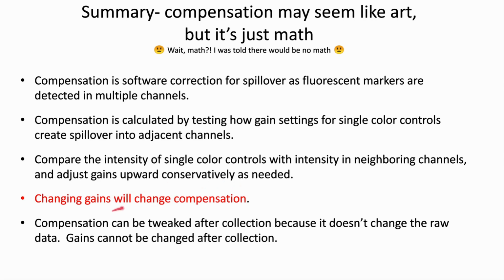Changing the gains will change your compensation. It is important for users to internalize this. And while compensation can be tweaked after collection because it is layered on top of the raw data, it does not actually change the raw data. Gains cannot be changed after collection. And starting with a correct set of gains will produce the best experiments and the most interpretable results possible.